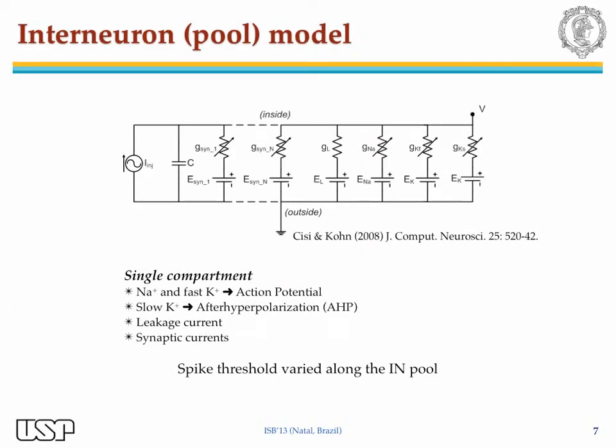Interneuron models are mathematically more simple. They were represented by a single compartment with spike and AHP generating conductances, as well as synaptic conductances. The spike thresholds of interneurons varied along the pool to represent the scattered recruitment of these cells.